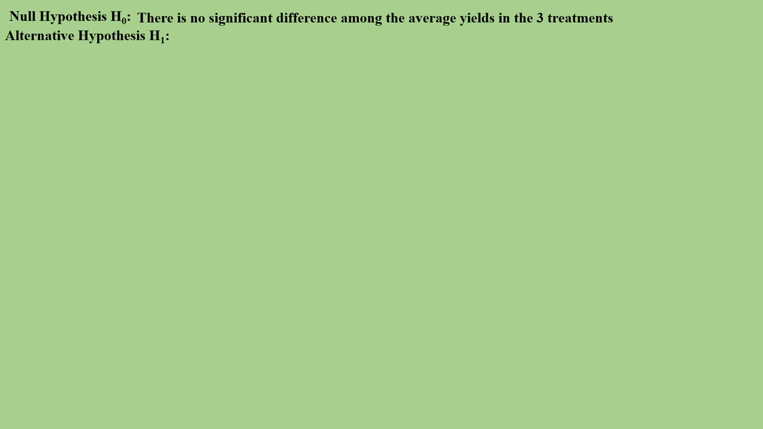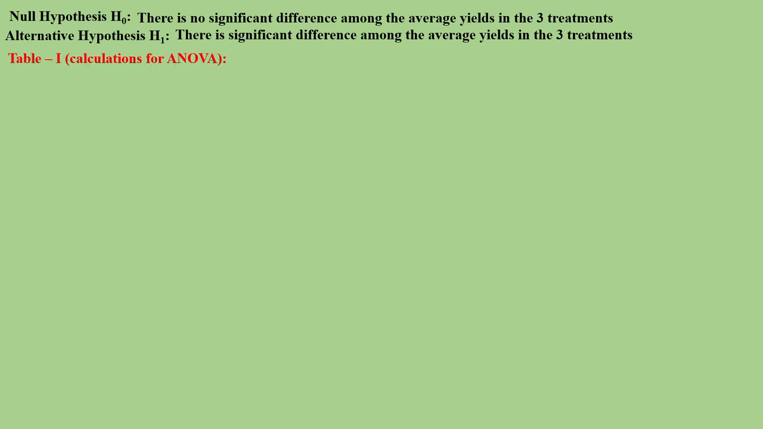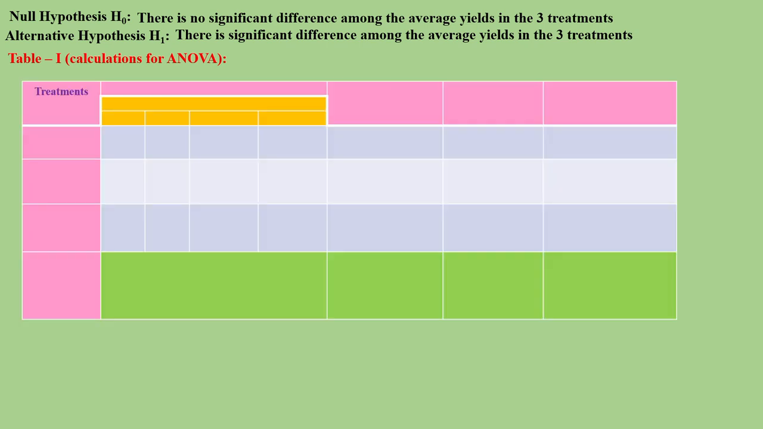First you define the null hypothesis, there is no significant difference, right? And H1, there is a significant difference in the yields of the 3 treatments, right? So first you have to prepare table 1, calculation for ANOVA. So make the table, write the treatment R is equal to 3, A, B, C. Then yields, then number of blocks 1, 2, 3, 4. Write the data from the previous table. So 6, 8, 4, 6, 9, 6, 7, 6, 5, 8, 9, 10.